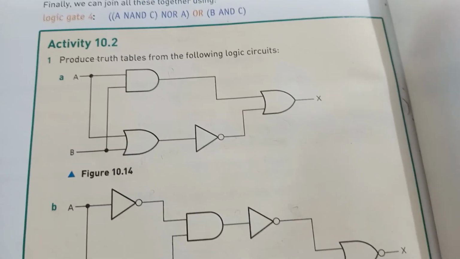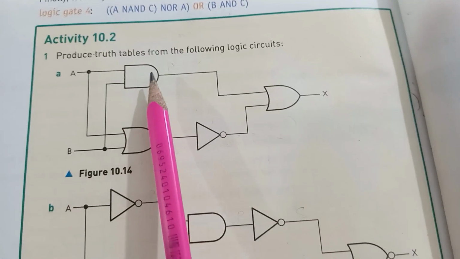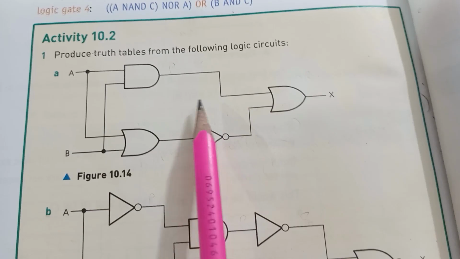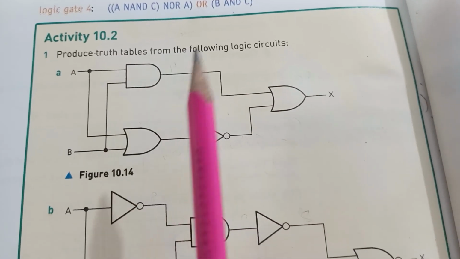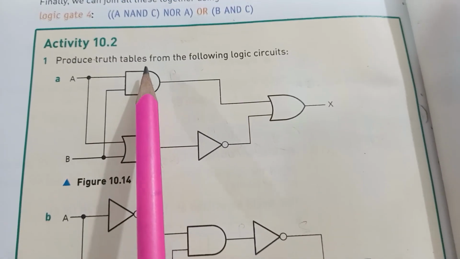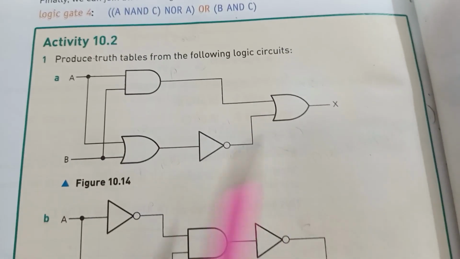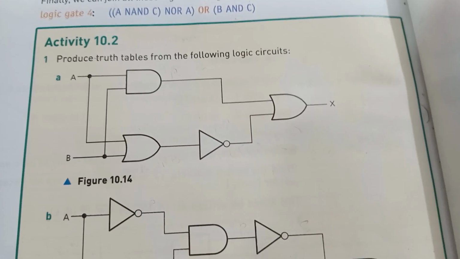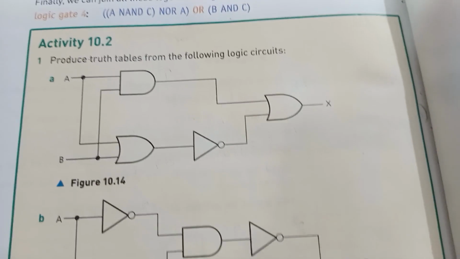And the question for activity 1 is: produce truth tables from the following logic circuits. The logic circuits are given, and now you have to produce a truth table. What is actually a truth table? The truth table basically shows all the inputs and the associated outputs with it. We have the inputs as well as the outputs.